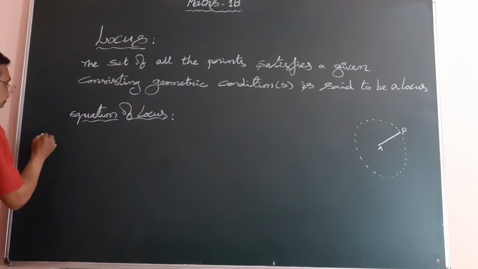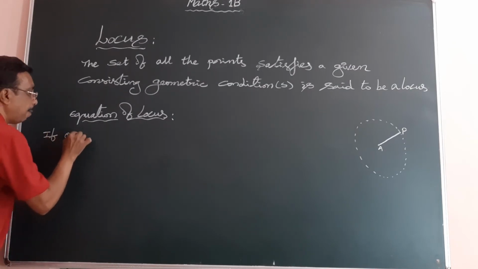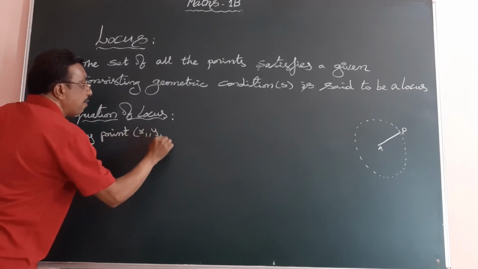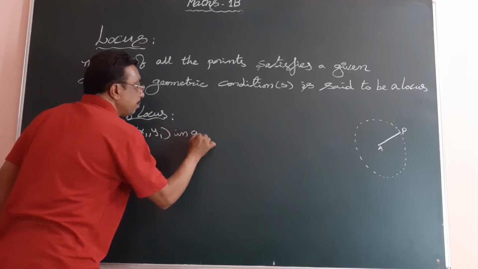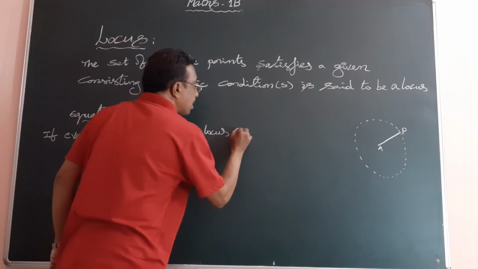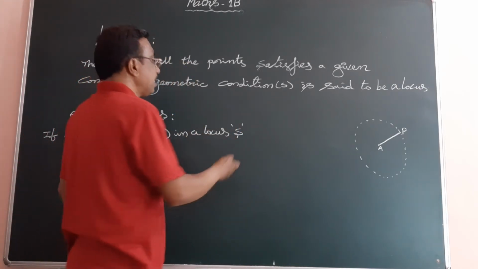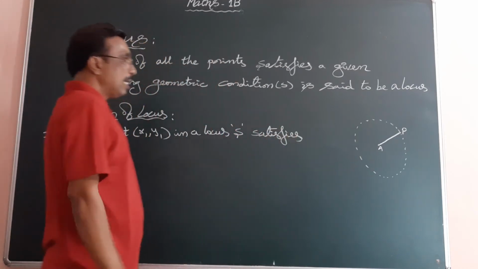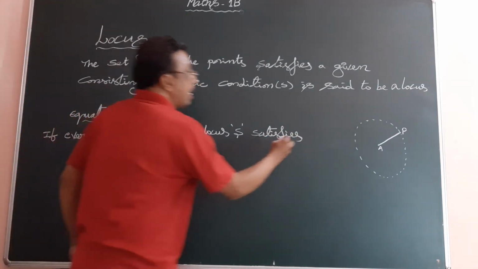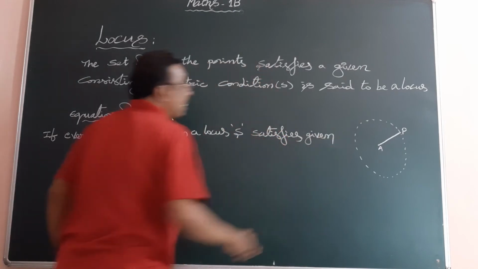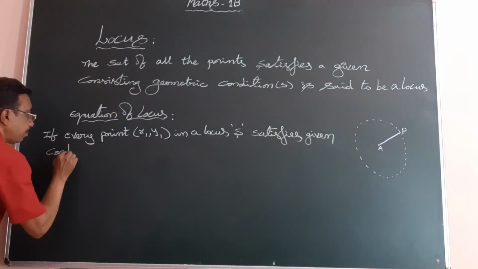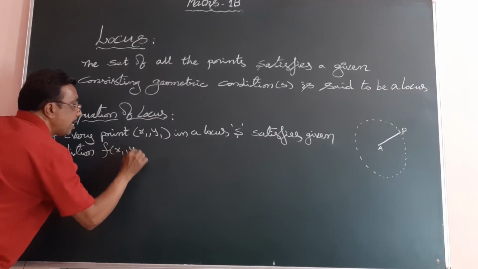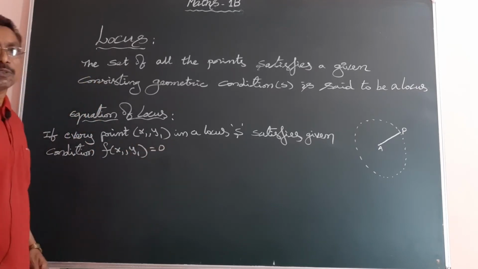If every point x1, y1 in a locus satisfies the given condition f of x1, y1 equal to 0.